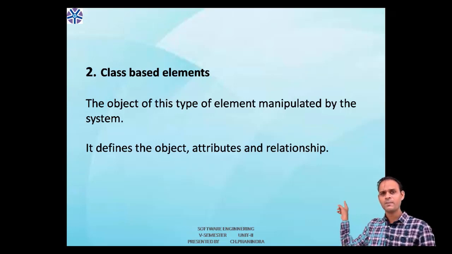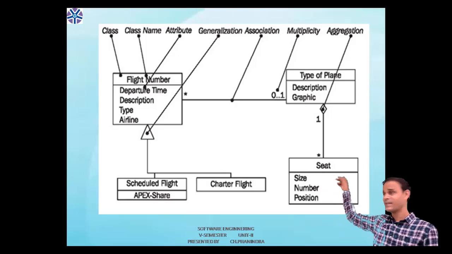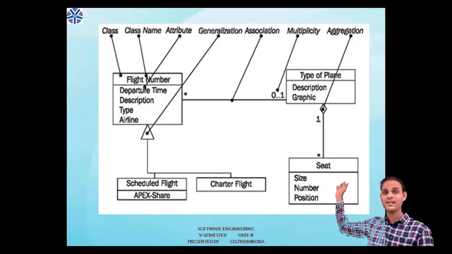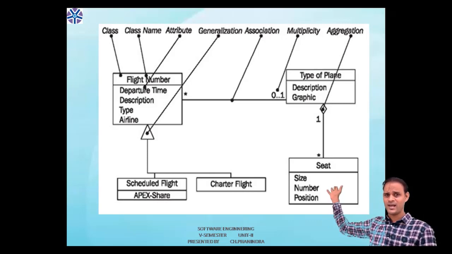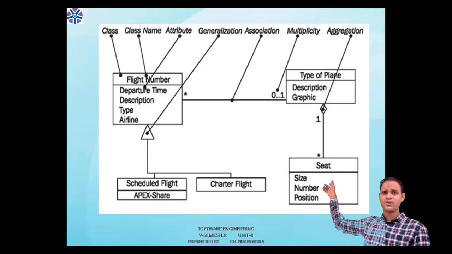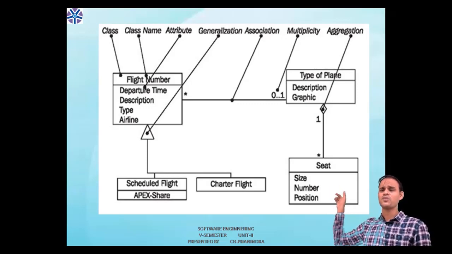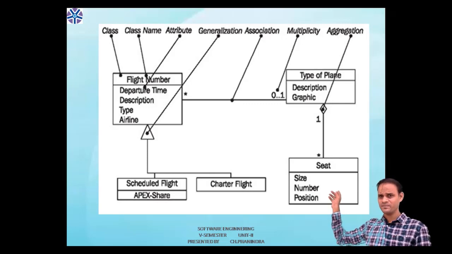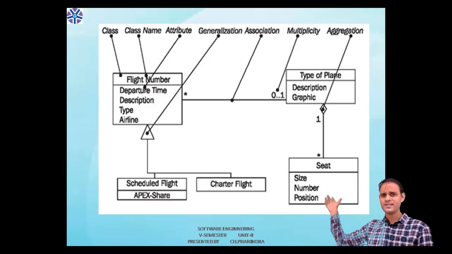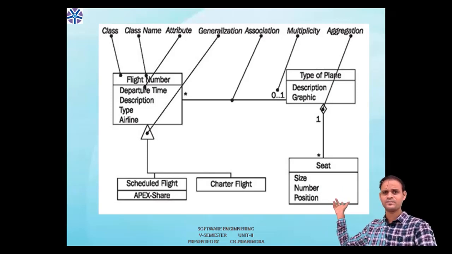So see the diagrammatic representation. This is the diagrammatic representation of the relationship between the classes. Generally, see the diagram: class name, attribute, generalization, association, multiplicity, aggregation. We are using different types of relationships to draw the diagram. So this is the best example of the class based elements.